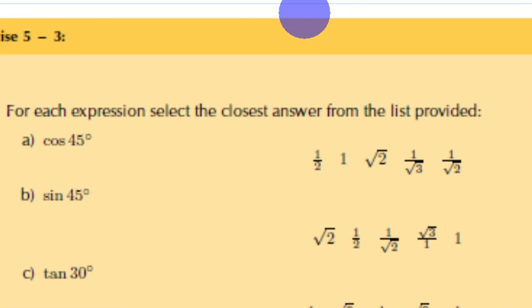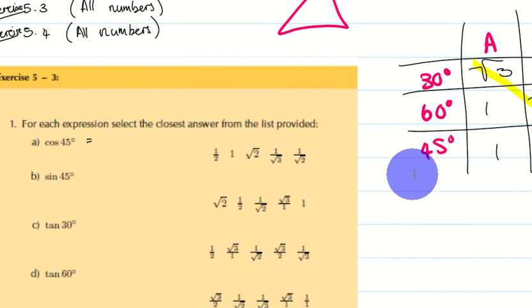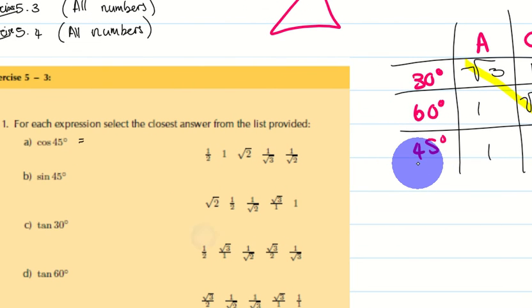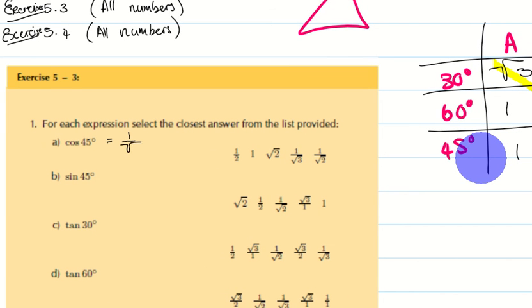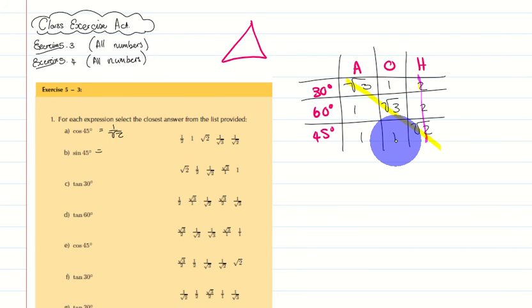Now for this expression, I'm going to ignore the answers they give me, and they ask me cos of 45. So I say cos of 45, and I will be working around here. Cos is adjacent over hypotenuse. So if I go to my table, cos of 45, adjacent over hypotenuse, I write 1 over square root of 2. Then sin of 45: sin is opposite over hypotenuse, so sin of 45 is also 1 over square root of 2. Let's try tan of 30.